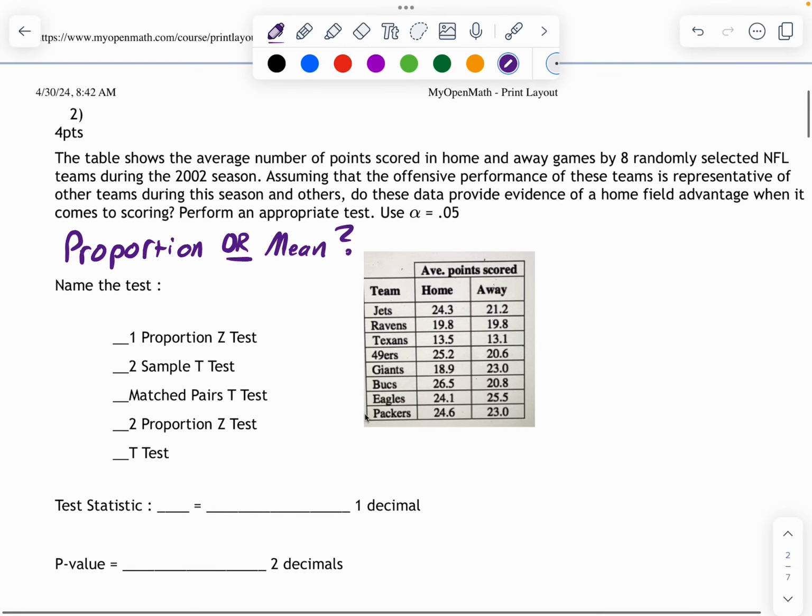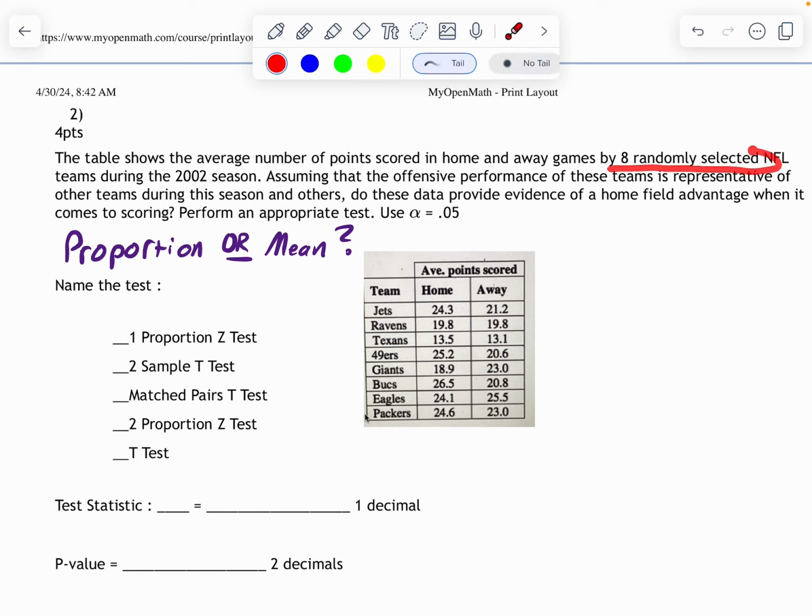Number two, table shows the average number of points scored in home and away games by 8 randomly selected NFL teams during the 2002 season, over 20 years ago. Assume the offensive performances of these teams is representative of the other teams during this season and other seasons. Do these data provide evidence of a home field advantage when it comes to scoring? Perform an appropriate test. Okay, well, they're all tests, so that doesn't really help.